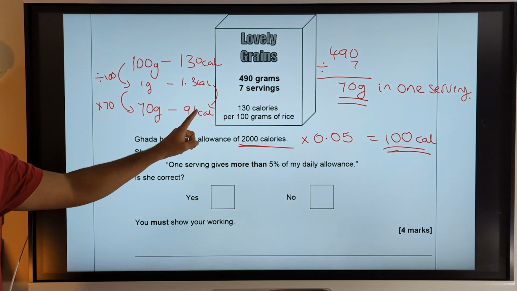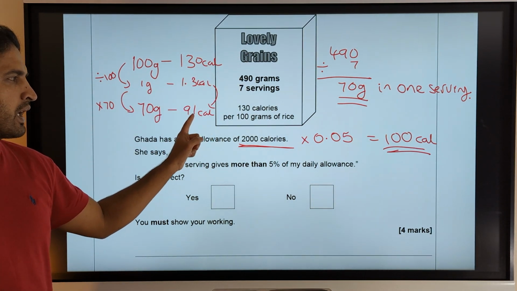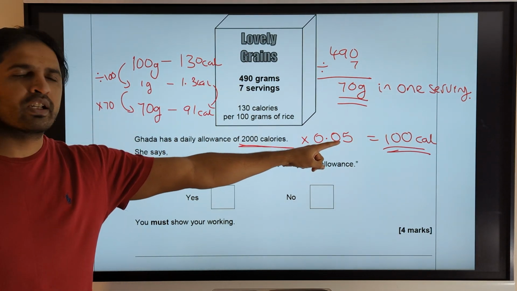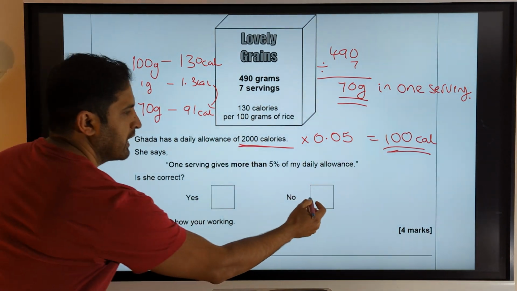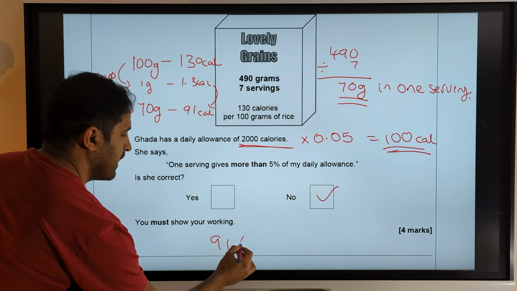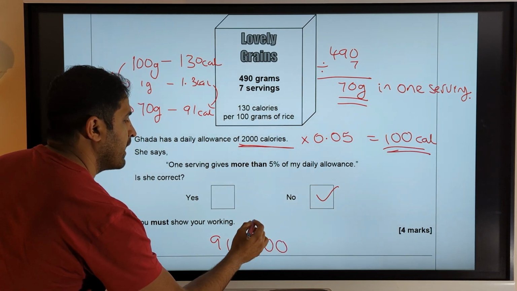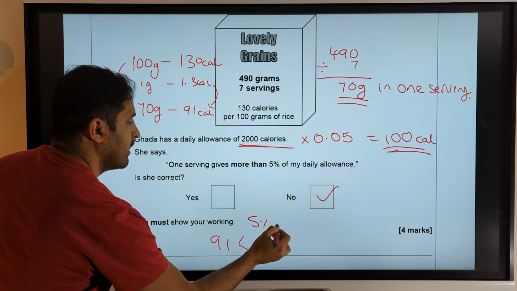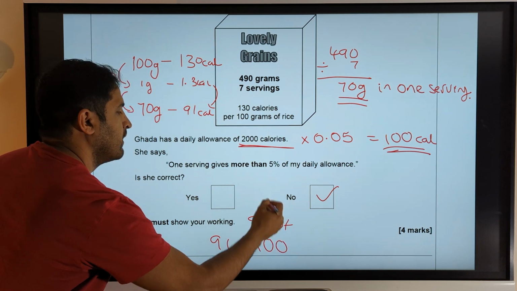So in one serving of this, they have 91 calories. Is that more than 100 calories? No. So we can tick no, and we've shown the working out saying 91 is less than 100, which is 5% of her daily allowance.